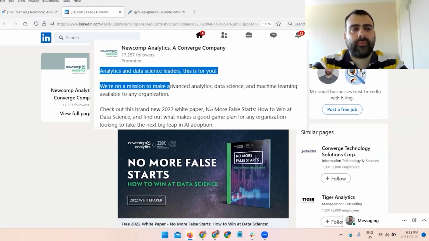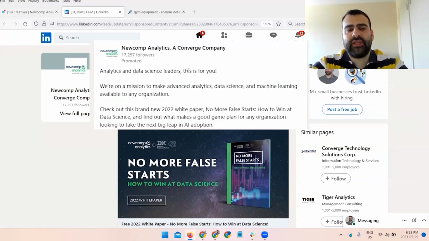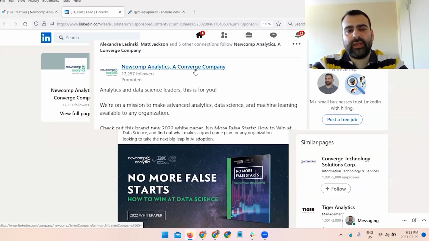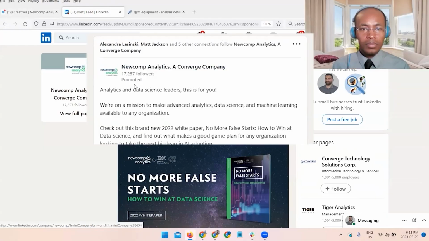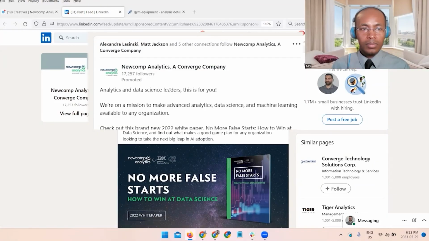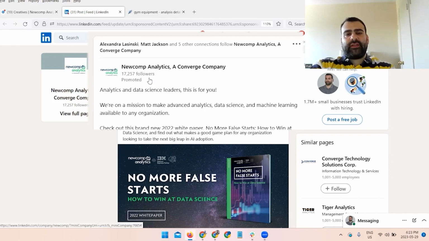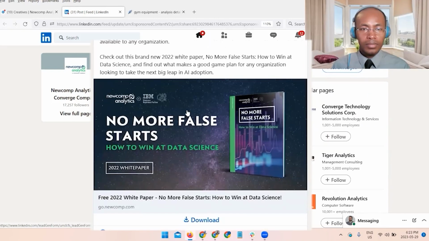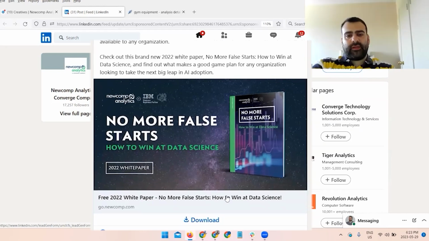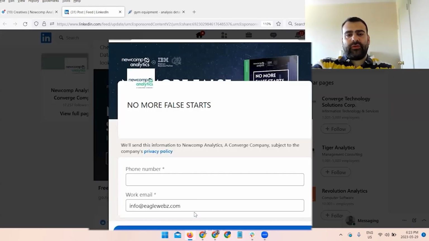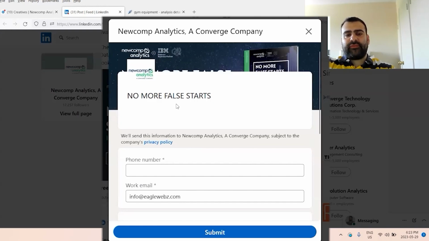Yeah. So here was the text for it. That's how people will actually see it. They will see the company name, how many followers they have, and it says promoted. That way people will know it's an ad and not an organic post. That's why LinkedIn has promoted under it. And then they will see the image and then the headline. And if they click download, that's where it takes them to the form.